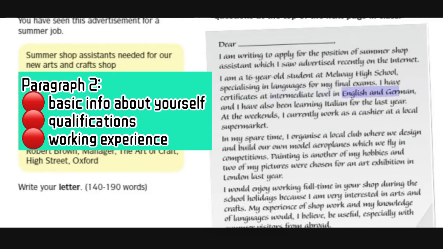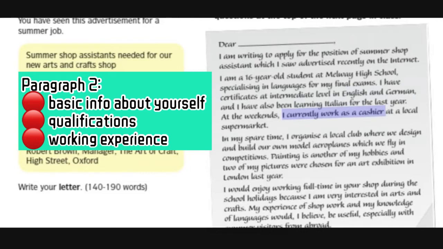Okay, in what subject? English and German. If you don't like it, when you are doing your assignment later, if you don't like to write English, you can write that you have certificates in science and technology, or you want to write about what subject you have, in geography, okay, in accounting, okay. And I also have been learning Italian for the last year. This is something extra that she learned, okay. And also here she mentioned her working experience. I currently work as a cashier. Okay, so write one.